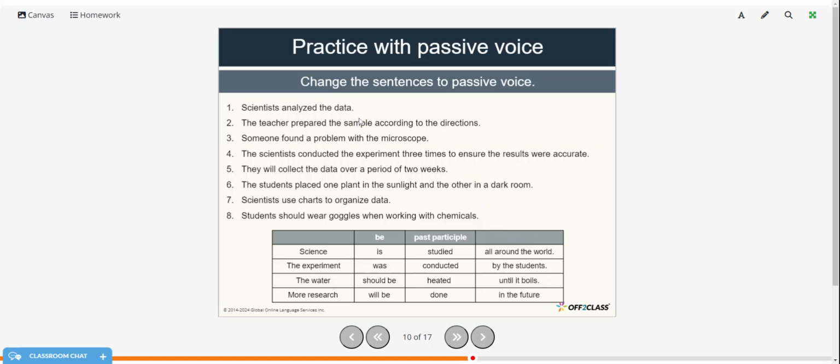All right, so now you can practice with the passive voice. Change these sentences to passive voice.